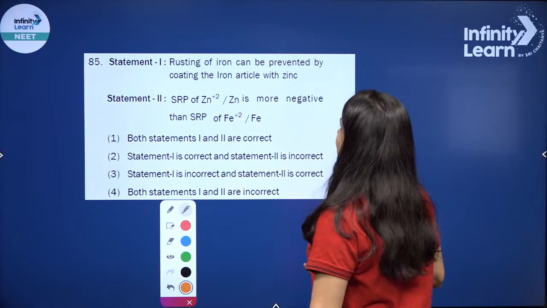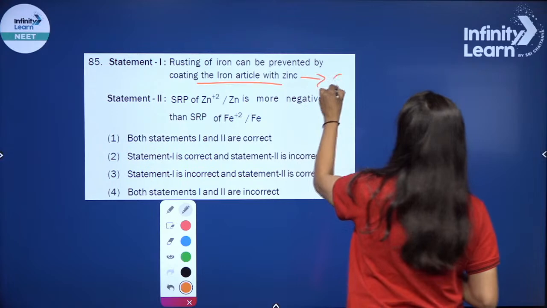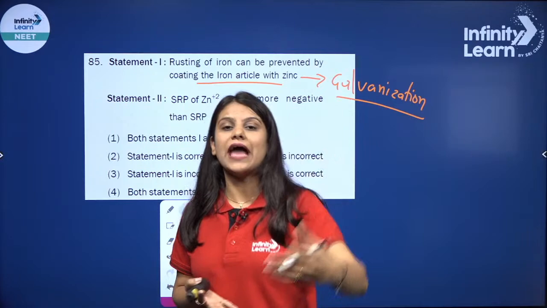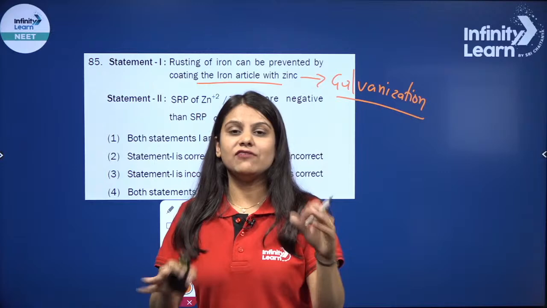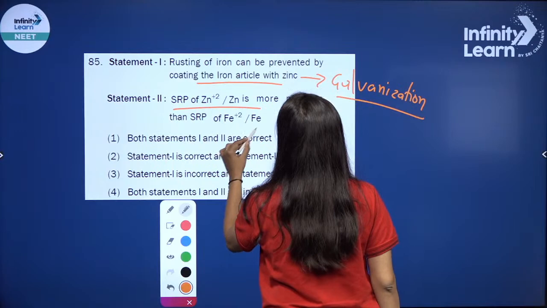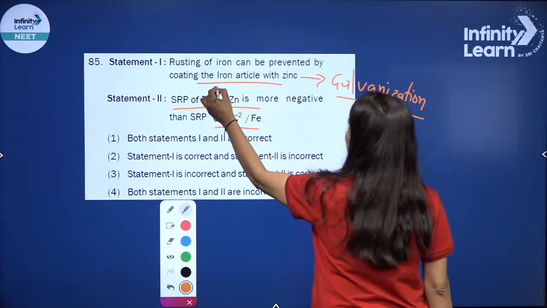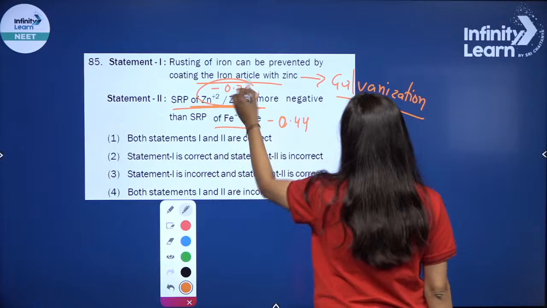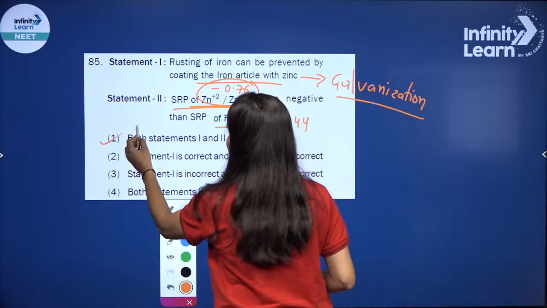Okay. Rusting of iron can be prevented by coating the iron with zinc. This process is known as galvanization. We are preventing the rusting of iron by coating it with zinc, because zinc is more reactive than iron. So, it will react with the oxygen and iron will be protected. So, this statement is correct. Next, the SRP of Zn2+ is more negative than the SRP of Fe2+. Here the value is minus 0.76 and here minus 0.44. So, the value is more negative for zinc. So, both these statements are correct. So, what is the option? 1 is the correct answer. Yes, everyone?